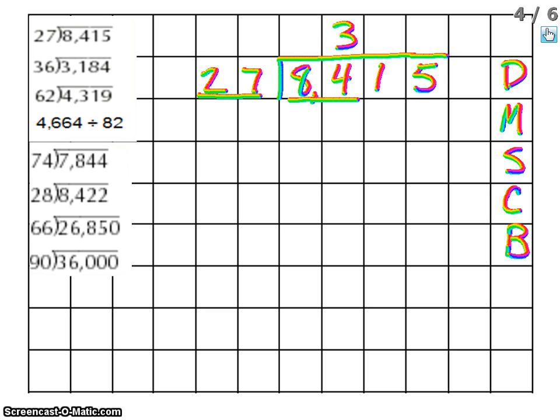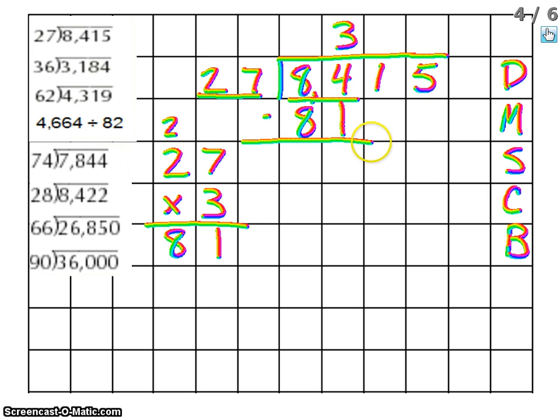So I've divided. Now it's time to multiply. Off to the side, 27 times 3. 7 times 3 is 21. Put my 1 here, carry the 2. 3 times 2 is 6, plus 2 is 8, for 81. I see 81 is less than my 84, so I can write it underneath here.